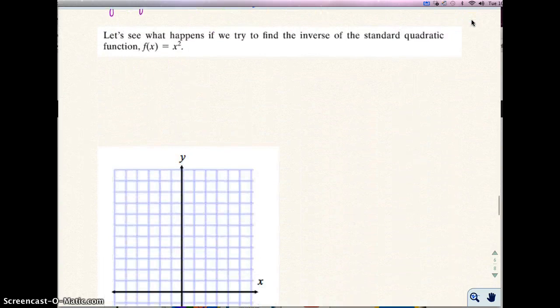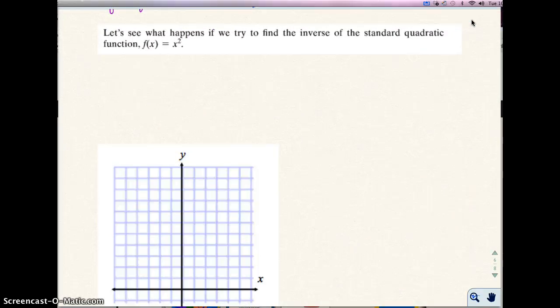Okay, so let's see what happens when we try to find the inverse of a standard quadratic function f of x equals x squared. So if I do this by hand, I get y equals x squared. And when I interchange x and y, I get x equals y squared. When I try to solve for y, let me go ahead and reverse this so it looks a little bit easier to solve for. When I try to get y alone, I get y equals plus or minus square root of x.